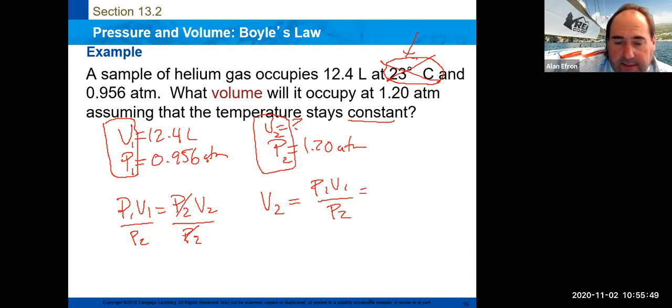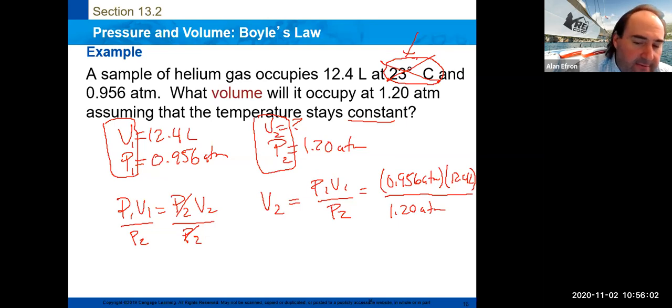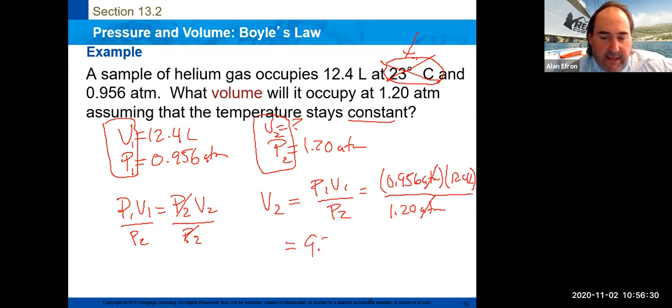And in this particular case, we would put stuff in. So we got our pressure of 0.956 atmospheres, our volume of 12.4 liters divided by our 1.20 atmospheres. Now, in terms of the pressure, we were all good because these units are the same, so they're going to cancel. In terms of the volume here, we did leave the volume in liters. And all that means is when we do solve for it, we will have liters as our answer in terms of units. And if we do that, that's going to be 0.956 times 12.4 divided by 1.2 gives us something like 9.88. And again, because we left the first guy in liters, that will be the units that we see here. Any questions on that?